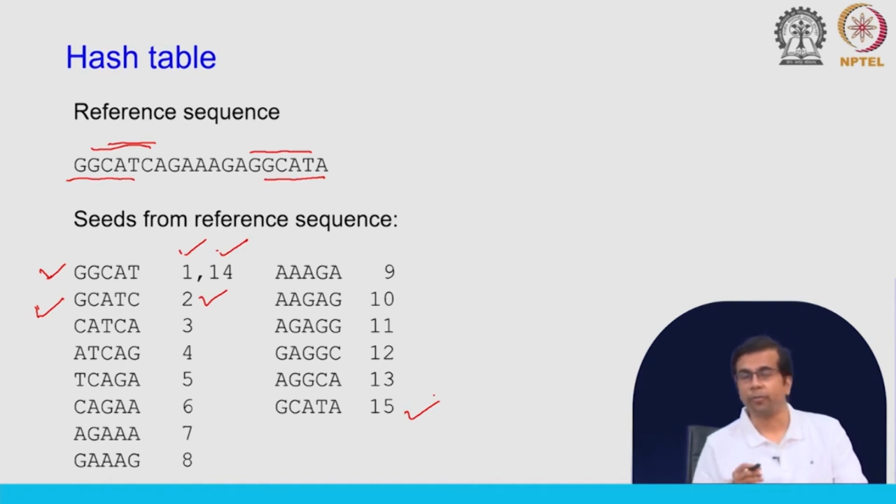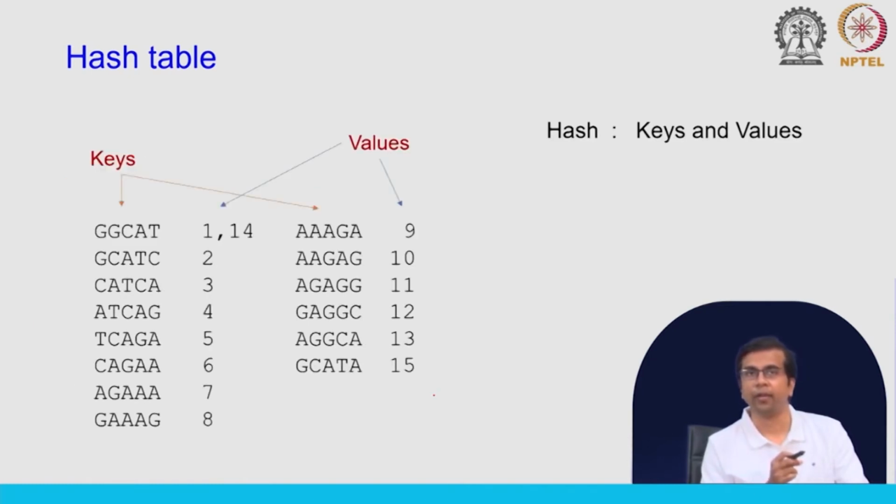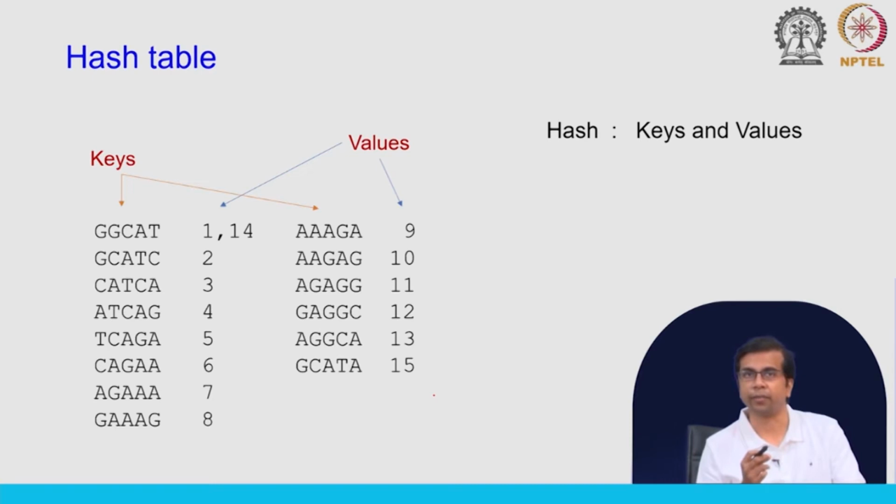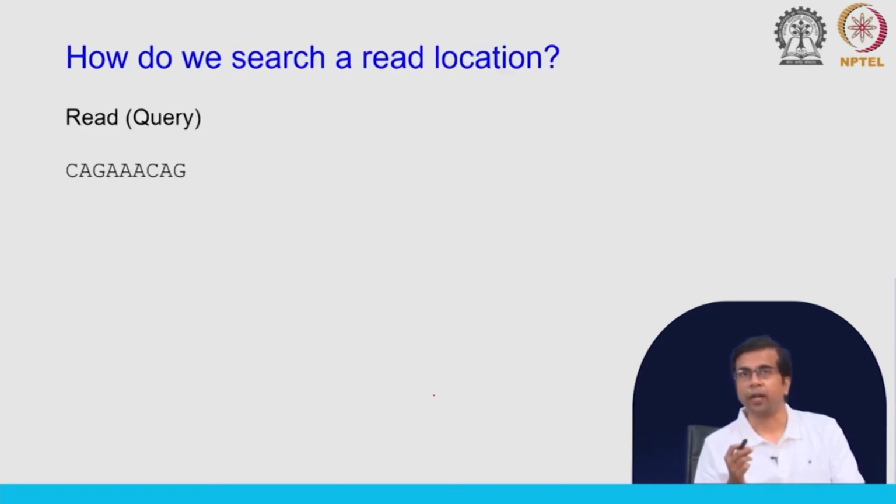Now, we will utilize this hash table to actually map our read, the read that we have taken. So here is the hash table, as I have mentioned, these are the keys, and these are the values. If we can find these keys, we can retrieve the values by just calling the keys. This is a specific data structure which we call a hash, and because we have many of them, we call them a hash table. So, now how do we search a read location using this hash table we have built?